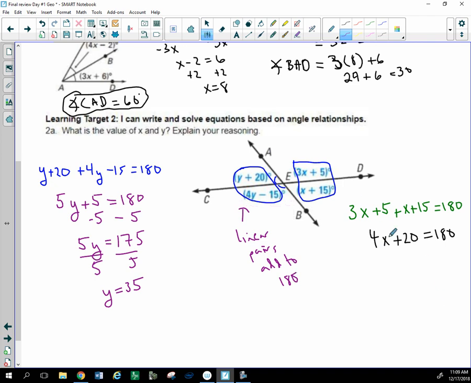All right? Likewise over here, I'm going to do the same thing. The same reason for this setup is that they're linear pairs as well, so I don't need to explain that twice. I'm going to subtract 20 across the equal sign, and that will give me that 4x equals 160. When I divide by 4, x comes out to be 40. All right? So this concludes the video for the first page of the final review.